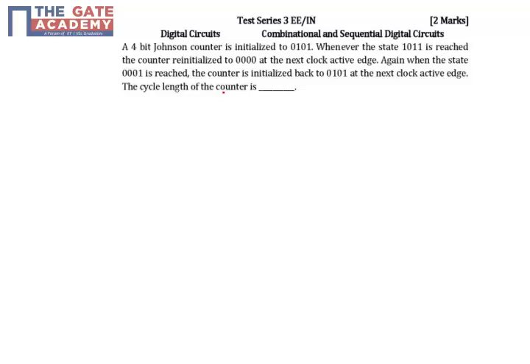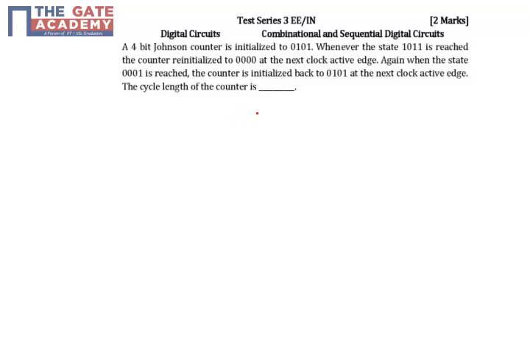So in the given problem, the counter is a 4-bit Johnson counter, right? It was initialized with the value of 0101. After that, whenever it reaches a particular state 1011, the counter is reinitialized to 0000. Okay, so first we will start this problem with the initial value given.